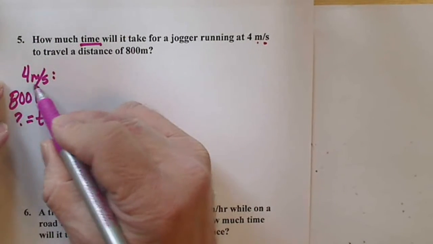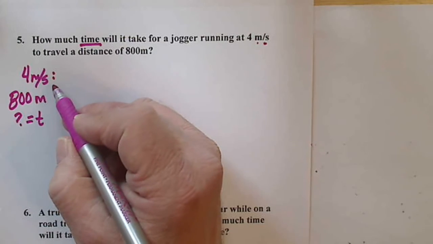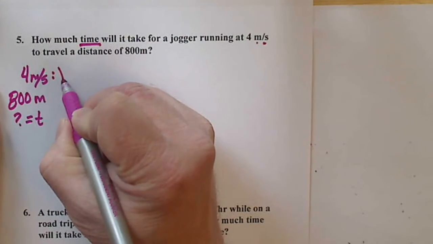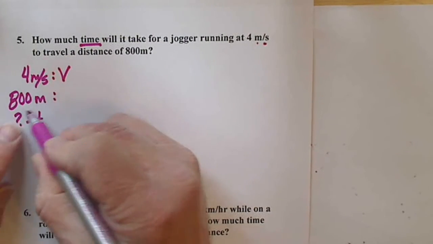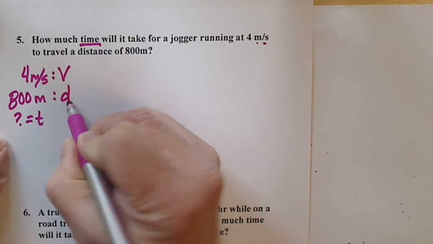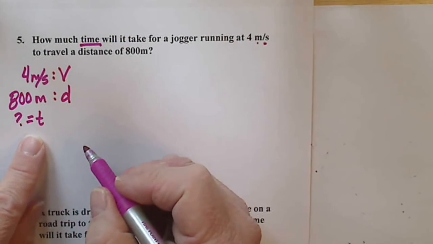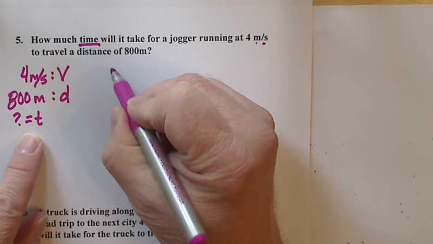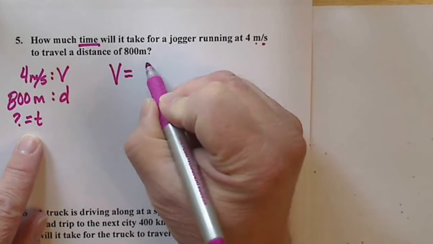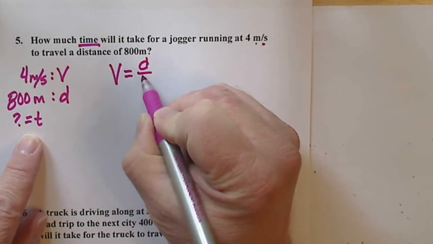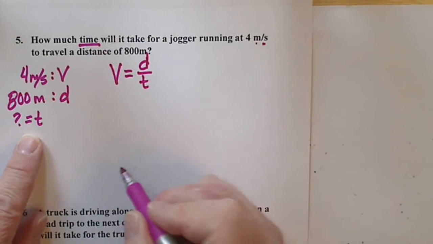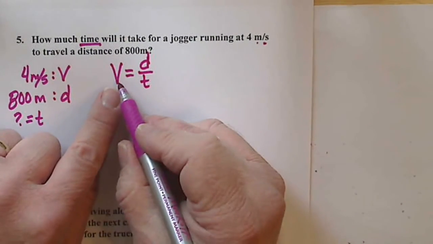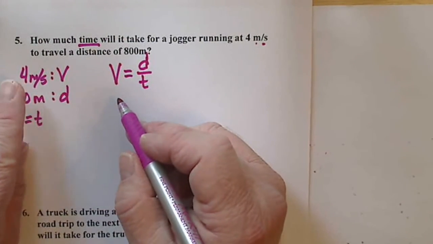All right, so we got 4 meters per second. We learned that in problem number 1. That is a velocity. And meters, that is a distance. So we're looking for time this time. So here we go. We're going to do V is equal to D over T. Okay? Now just plug in the numbers. V is, come over here and check it, that's a 4.